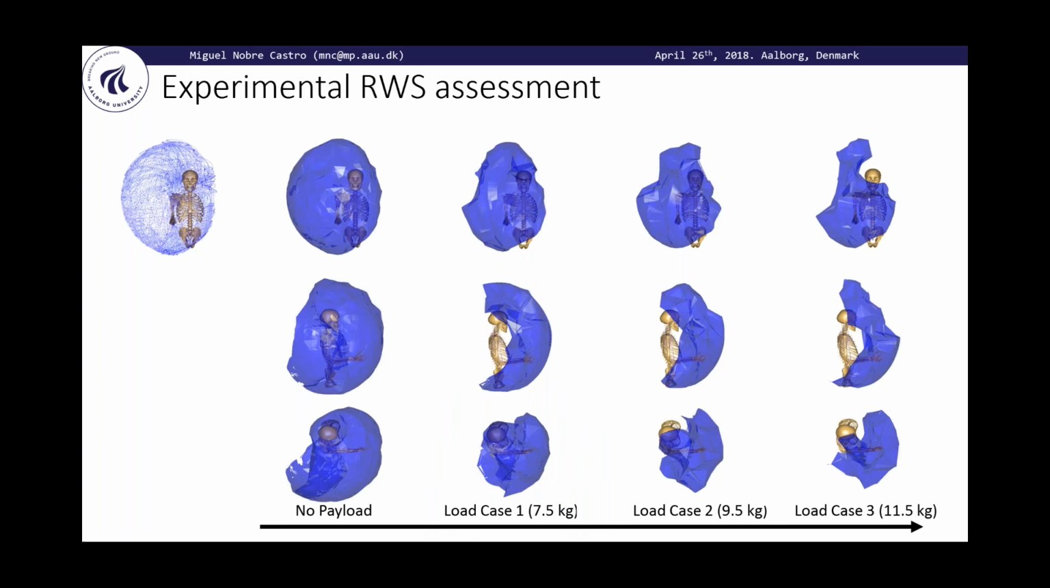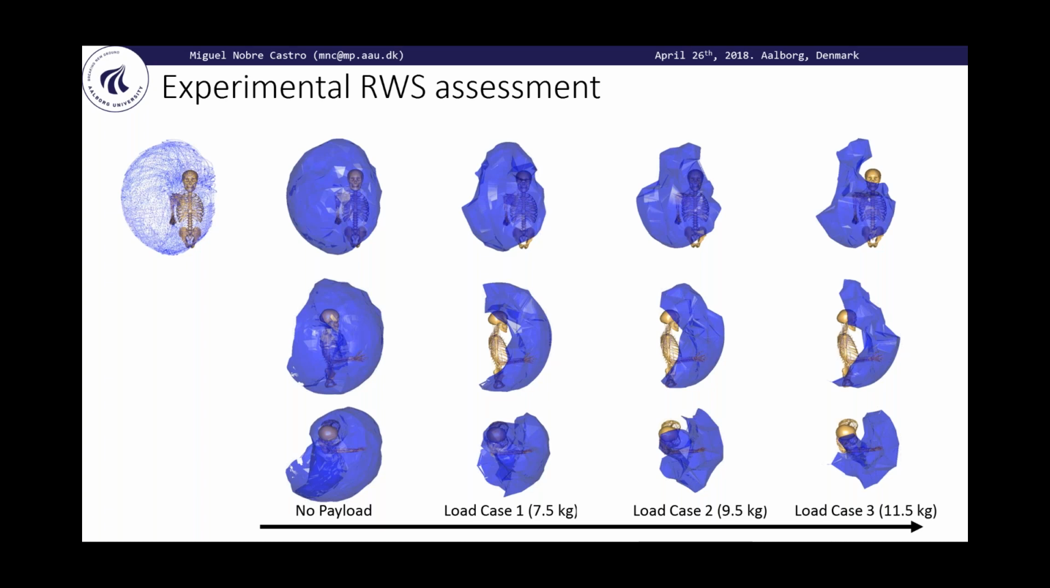So after performing that reachable workspace protocol and gathering all the points, we performed an assessment for four different load cases. One of them consisted of having no weight on the hand, and three other cases where the subject was carrying a dumbbell with a given weight, with increasing load.